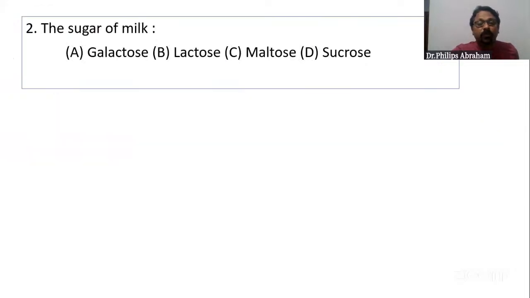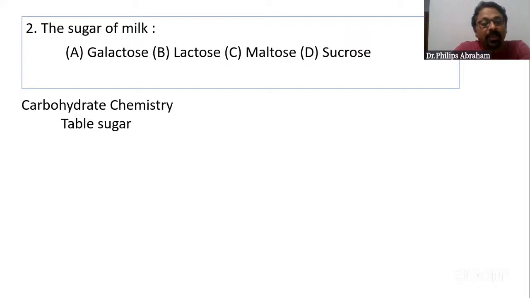Okay. Now the second question: sugar of milk. Here, again, the question is on chemistry of carbohydrate. Sugar of milk, as you know, is lactose, which is made up of glucose and galactose. Now, what are the other questions that can come in this part? What about the table sugar? It is nothing but sucrose. And what's the sugar in milk? That we just said is lactose.